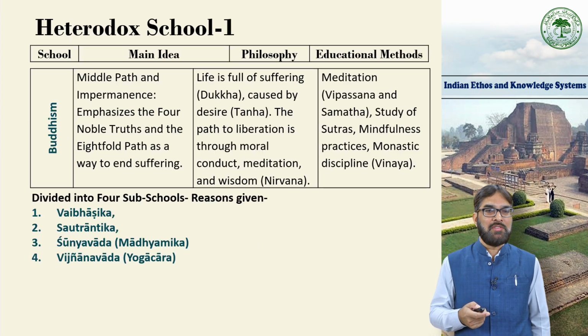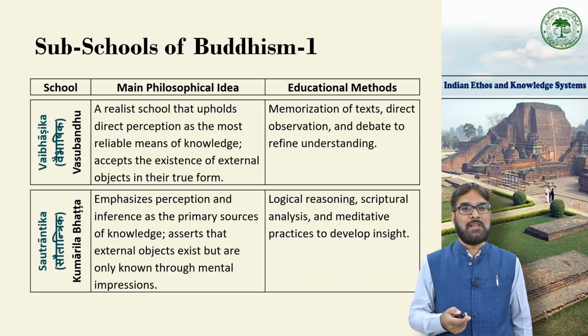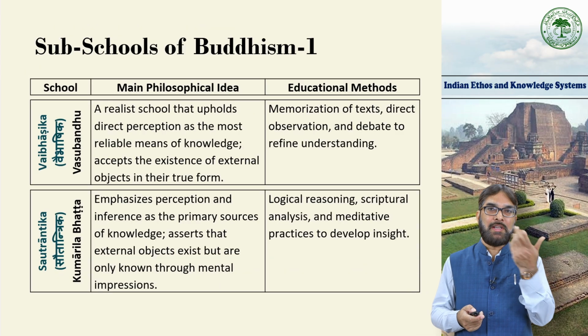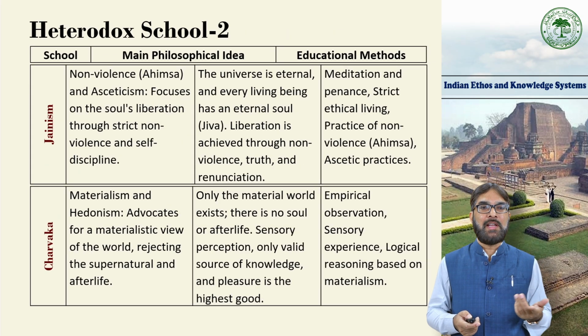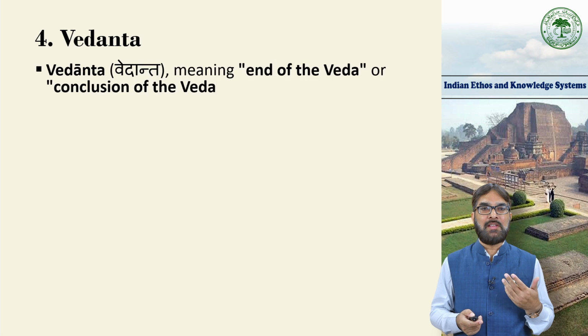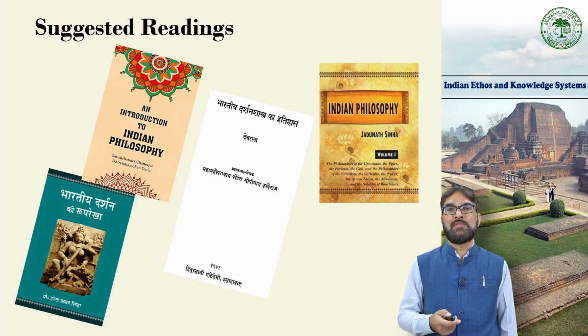So some heterodox schools are there. Buddhism, we have discussed it. Then Vaibhashika and Sautrantika, these are the forms of Buddhism. Then Shunyavad and Vigyanvad, and again Jainism and Charvakas. So just now it is the end of this lecture.